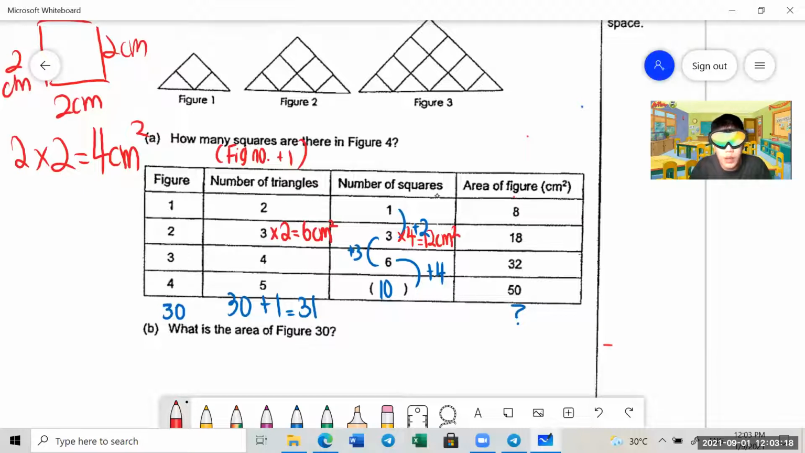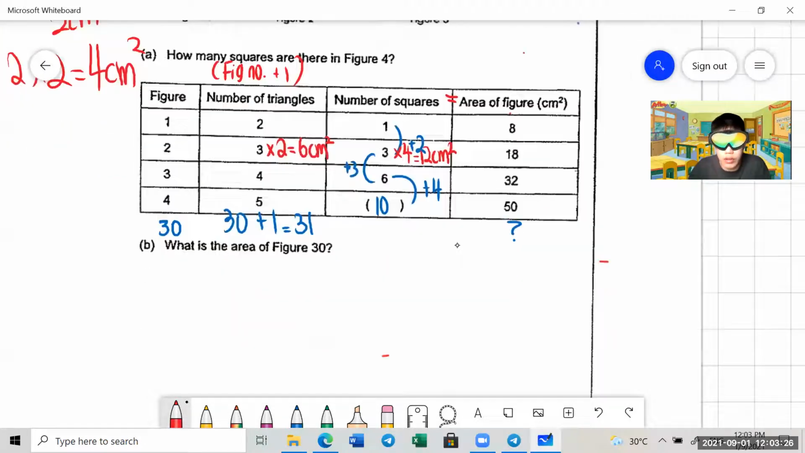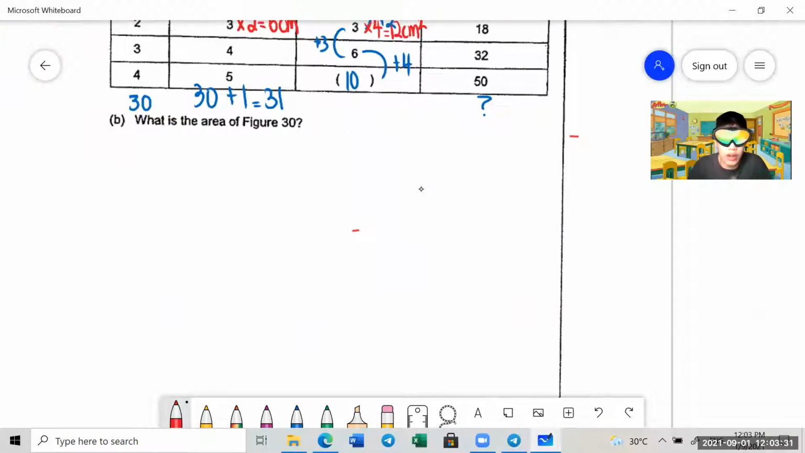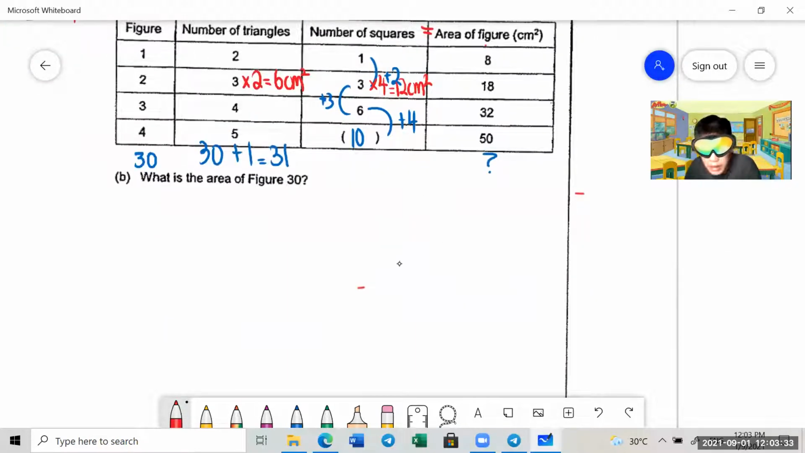So what can we say? We can say that the area of the triangles plus the area of the squares is equal to the area of the figure. So what I'm going to do now is to find the number of squares first. How do I find that? List down your mathematical pattern.